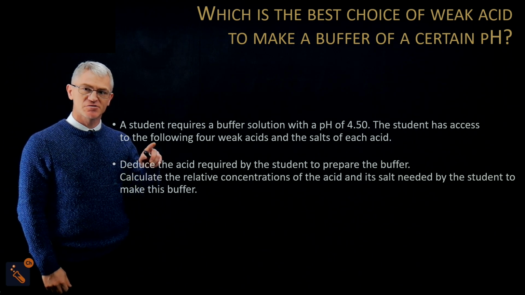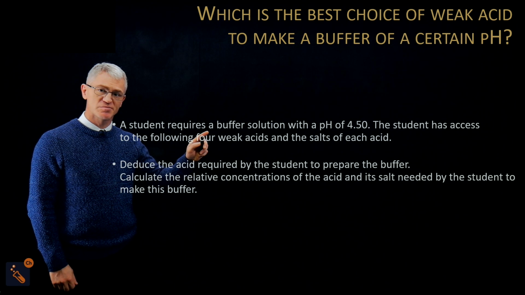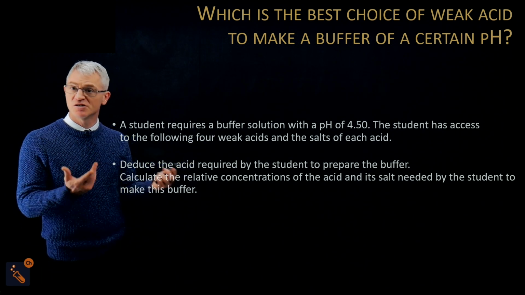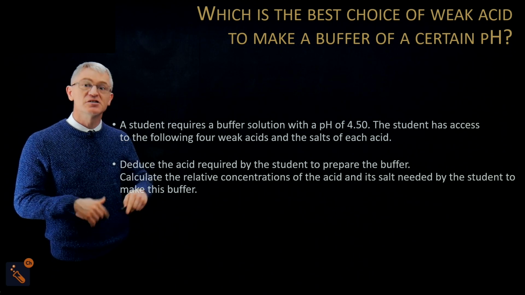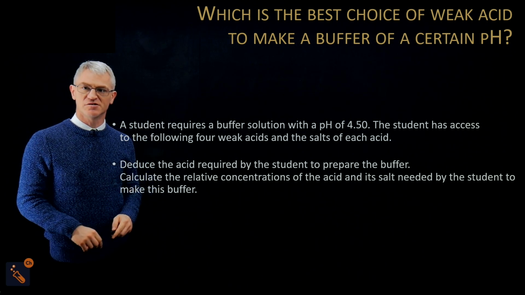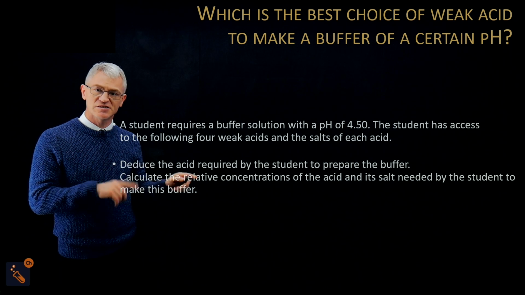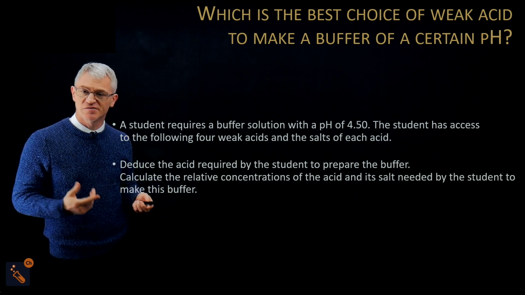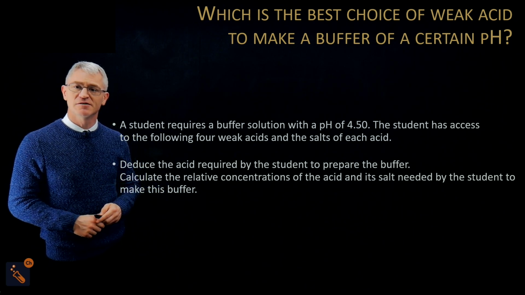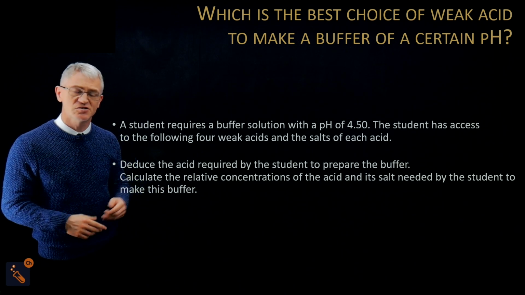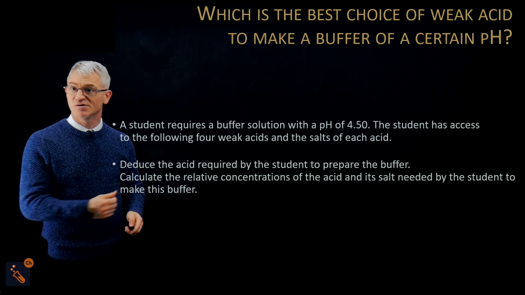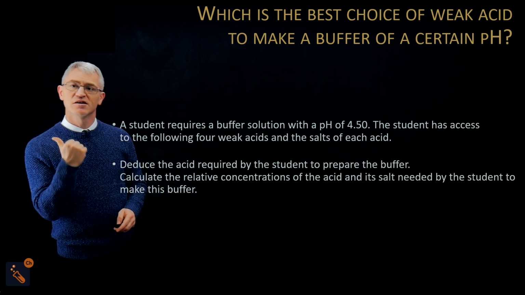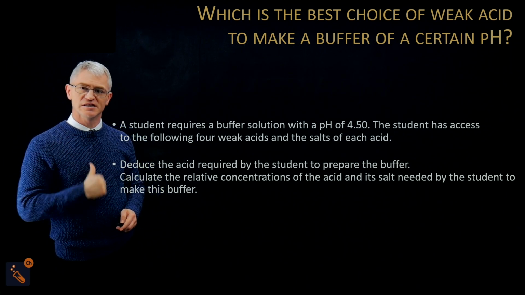So this question, student requires a buffer, gives you a pH. So what do you do with the pH? You should be saying to the video right now, what do you do with the pH? You get the H+ concentration, okay? Deduce the acid required by the student to prepare the buffer. So we're going to give you some acids in a minute. Calculate the relative concentration. So it's a ratio thing between the salt and the acid that you need to calculate, which is the same as in video 2 where we did it there, okay?